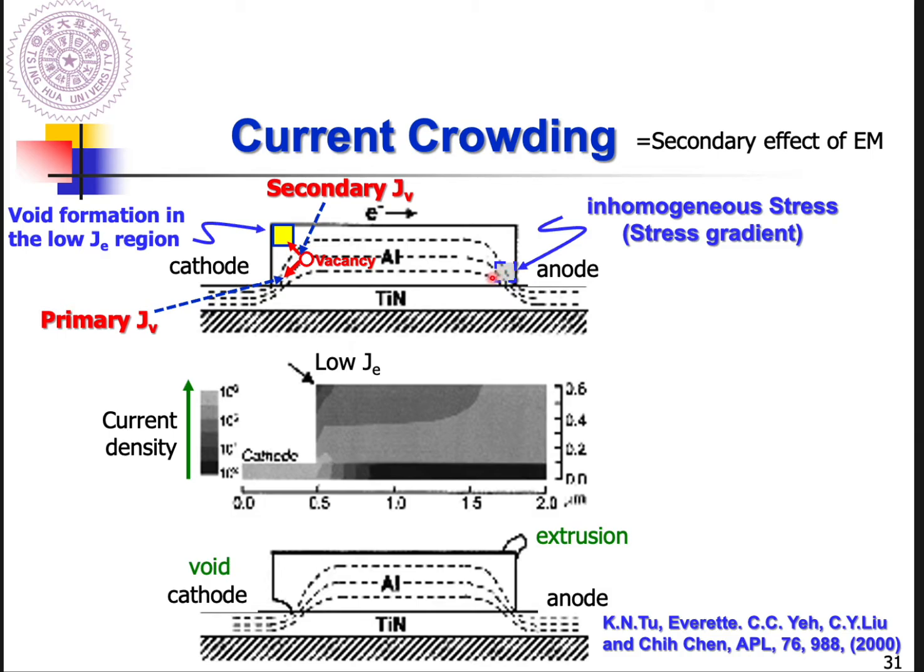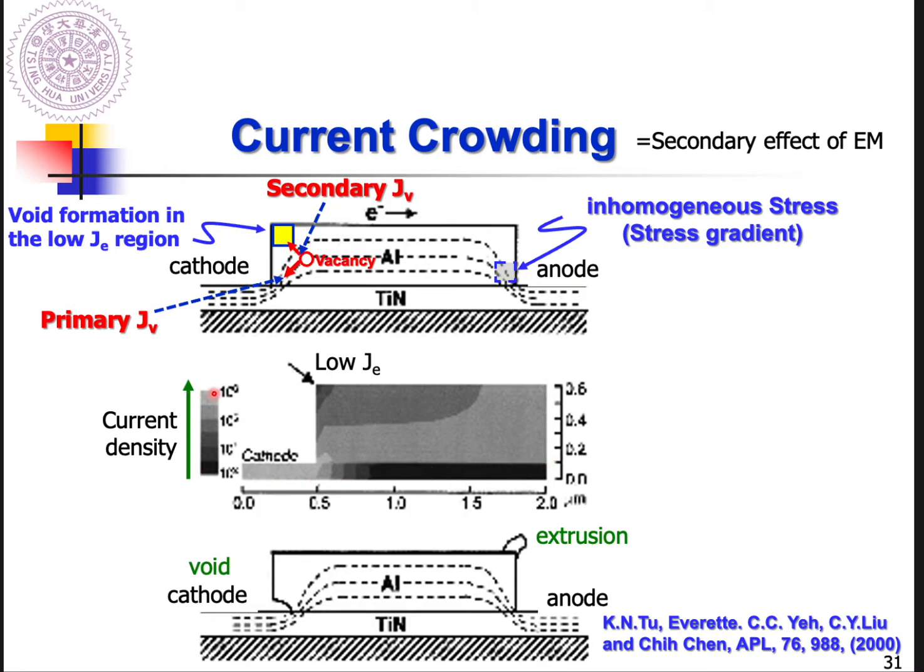this will be inhomogeneous stress, or you can call that inhomogeneous current or electric current distribution, right? Because there's higher current density within this region, but there will be low current density at this corner region. So if you try to run the simulation of the current density on the aluminum line, then you can have this result. Take a look here.